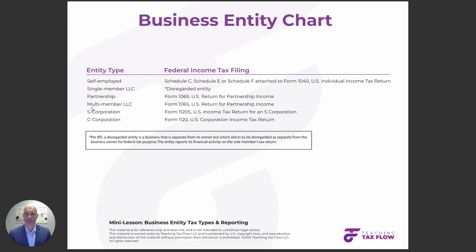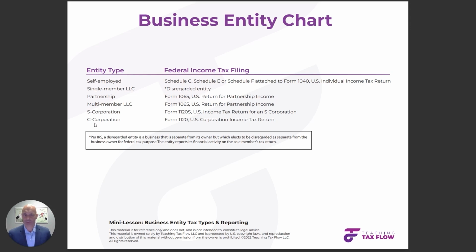The other thing that I mentioned in the beginning, all of these entity types up to S Corp are considered flow-through entities. That means the entity itself on a federal level does not pay tax, but the tax is paid by its owners. So for the self-employed and single-member LLC, it just goes on your personal return. Partnerships and multi-member LLCs issue you a K-1 as an owner. S Corp also issues you a K-1. And again, dive into those mini lessons for those entities.